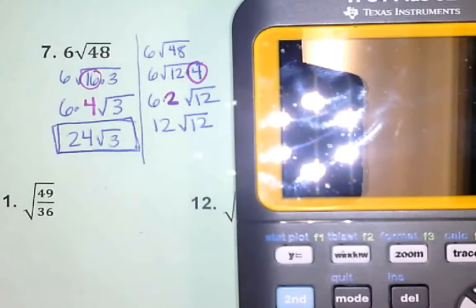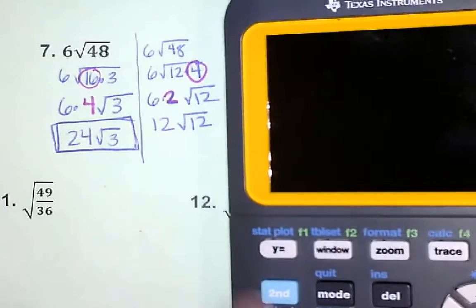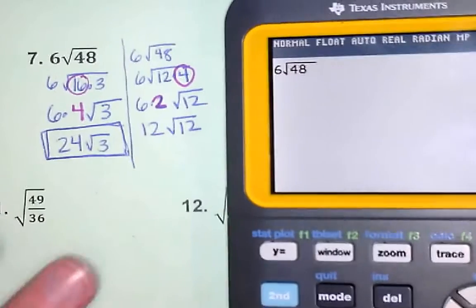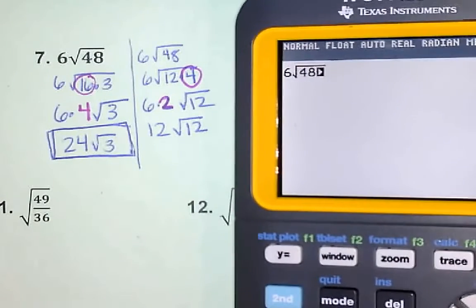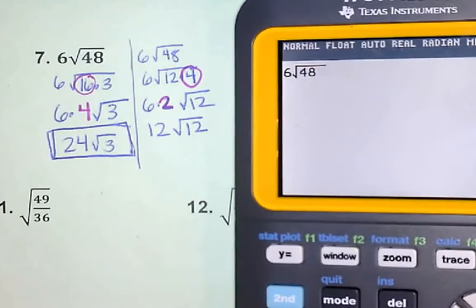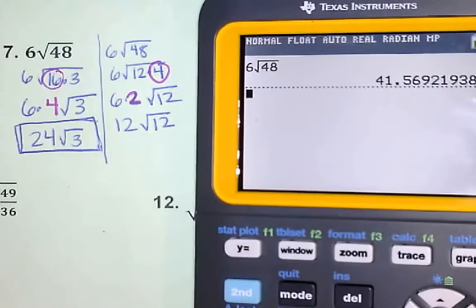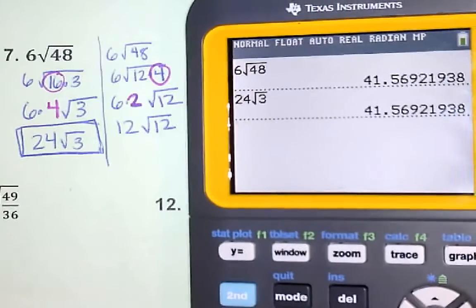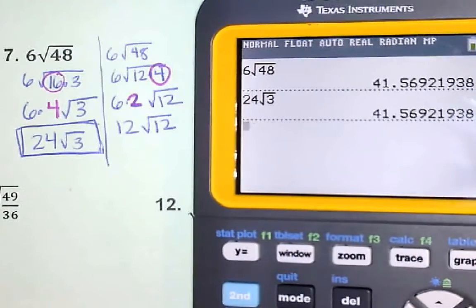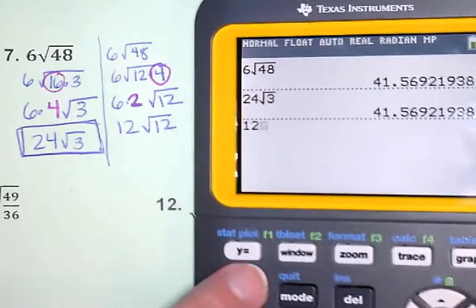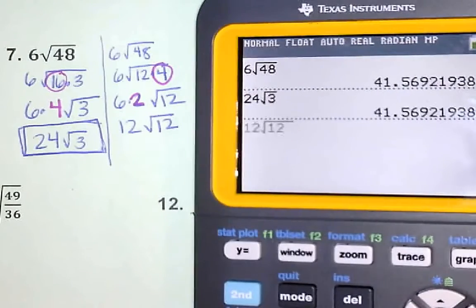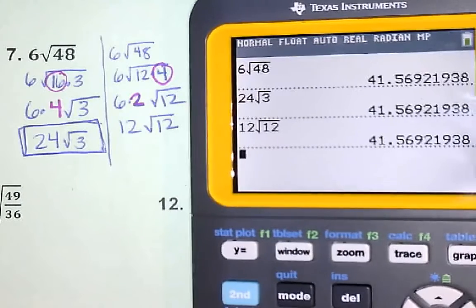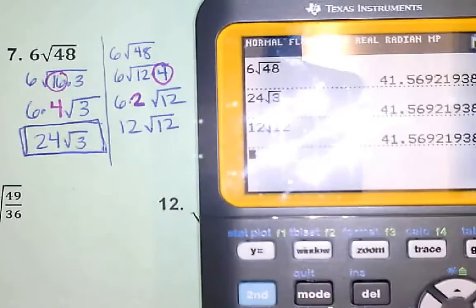Because if we go here and we type 6 times the square root of 48, ladies, we get this really long-looking nasty decimal. And if we type in 24 square root of 3, we get the exact same long-looking nasty decimal. But if I type in 12 square root of 12, what do you know? I get the exact same long-looking nasty decimal. But guys, there's only one right answer. So this is actually not fully correct.